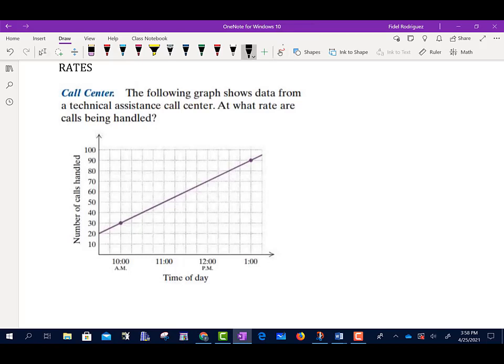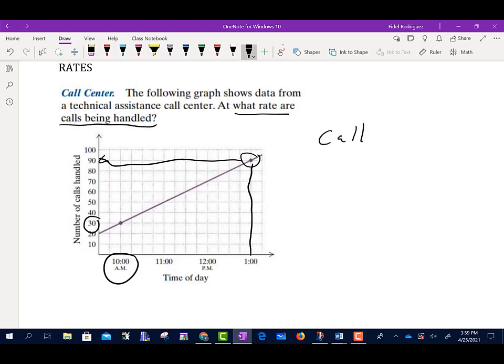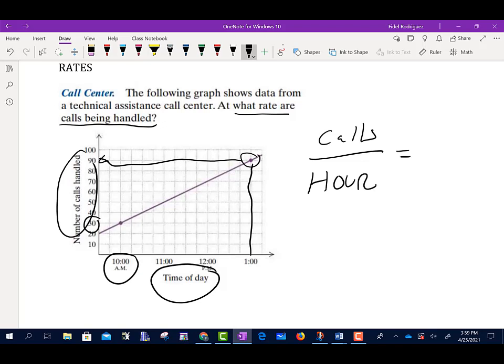So I know at 10 a.m., we had 30 calls. And then here at 1 o'clock in the afternoon, we've had 90 calls. So since we're trying to figure out at what rate are calls being handled, we want to know calls, because this is the number of calls, and this is the time in hours, calls per hour, okay?